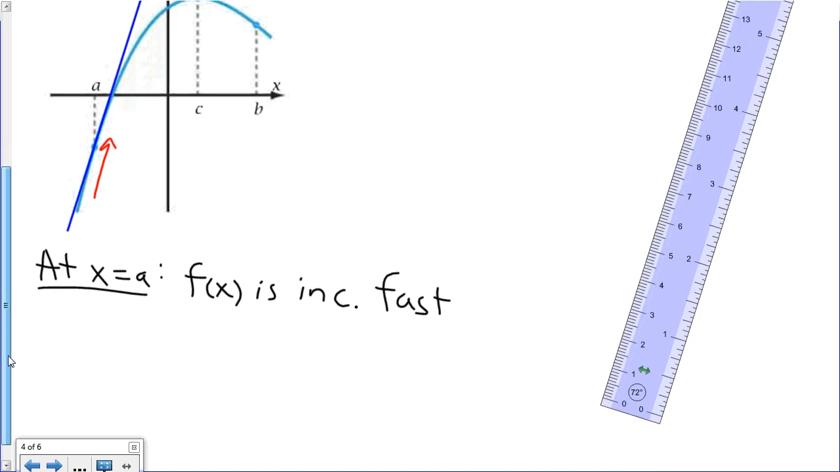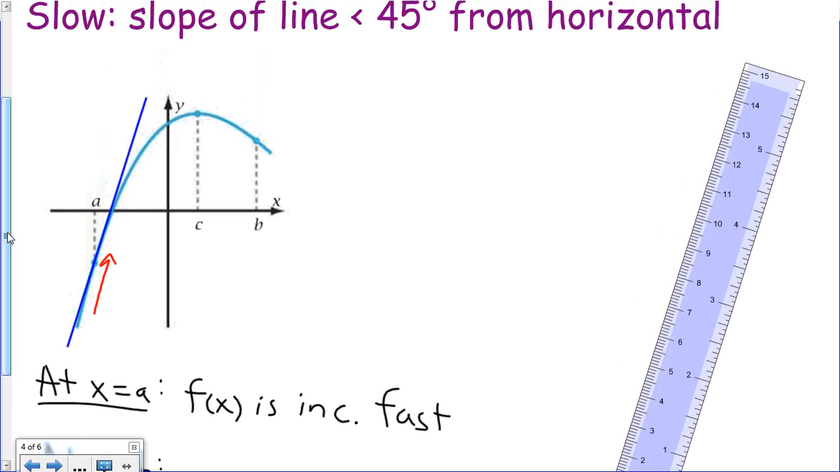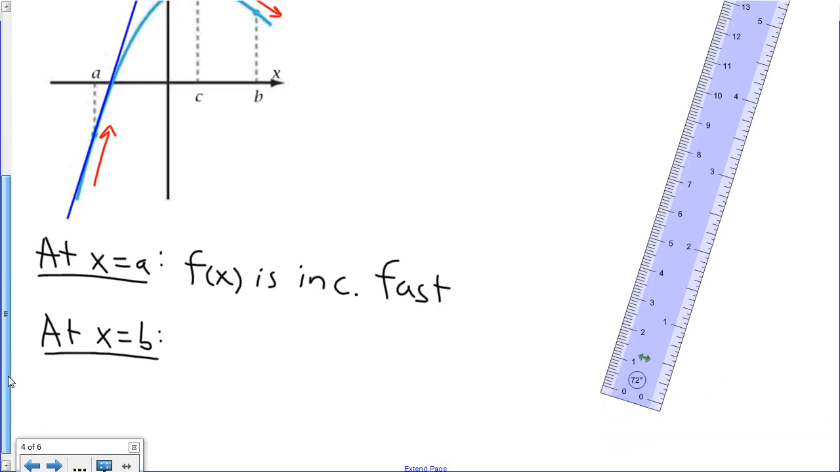And now let's jump to x equals b. We do the same analysis. x equals b is over here further to the right. And so the question is, is this thing increasing or decreasing? First of all, I can see that at x equals b, this graph is definitely on its way down. So the graph is decreasing, so f of x is decreasing.